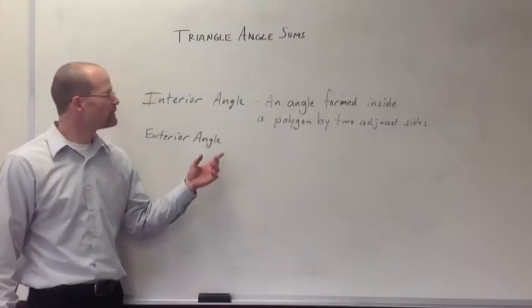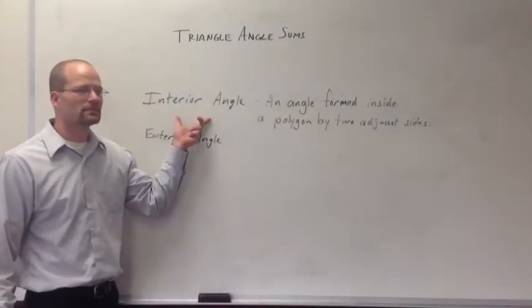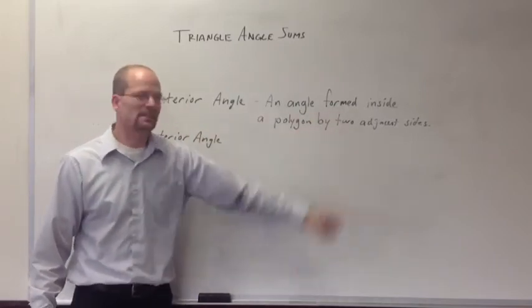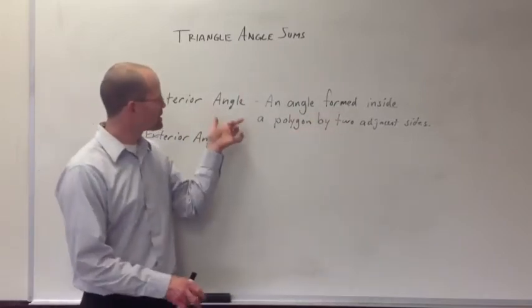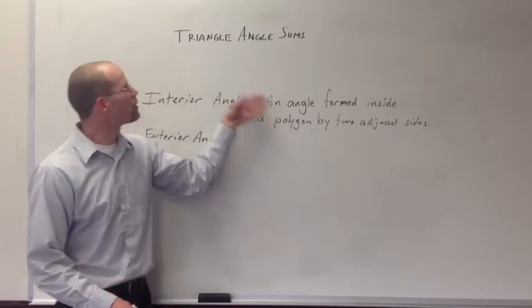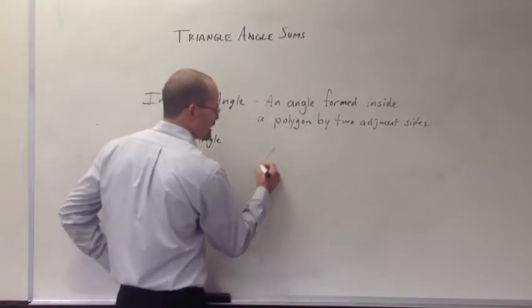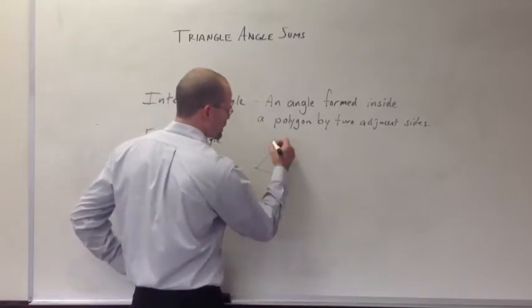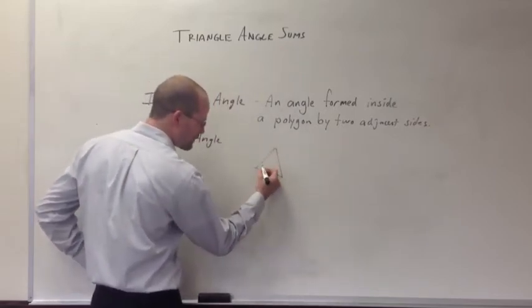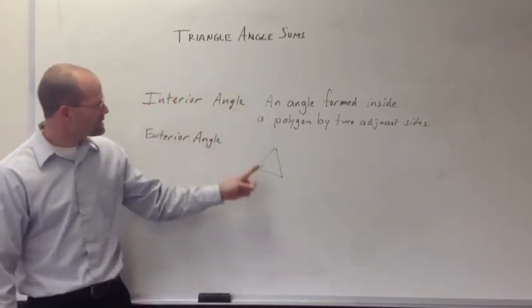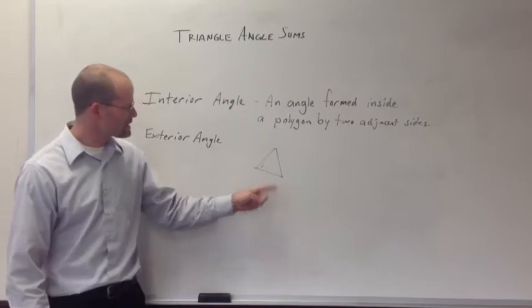The first angle we need to be aware of is called an interior angle. An interior angle is an angle formed inside a polygon by two adjacent sides. Notice that the definition is true for any polygon, even though we'll be focusing on triangles. So, for example, suppose I have this triangle, and I want to talk about this angle, angle 1. We'd say that that's an interior angle. It's inside the polygon, it's formed by two adjacent sides.